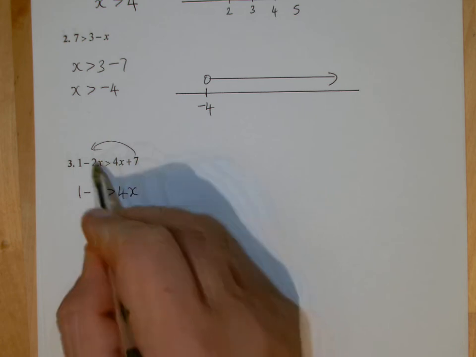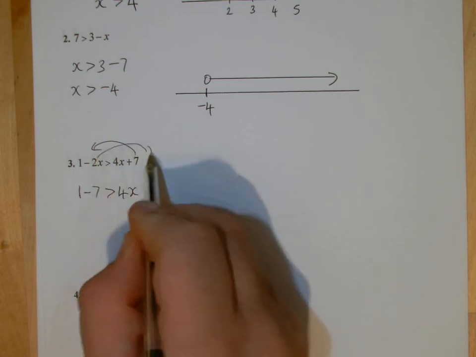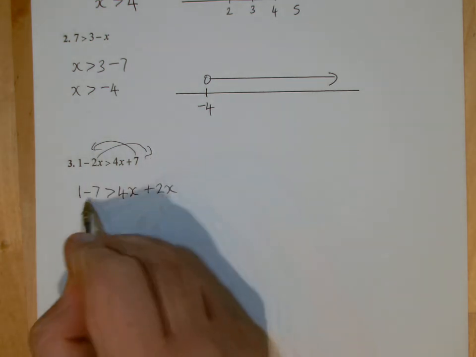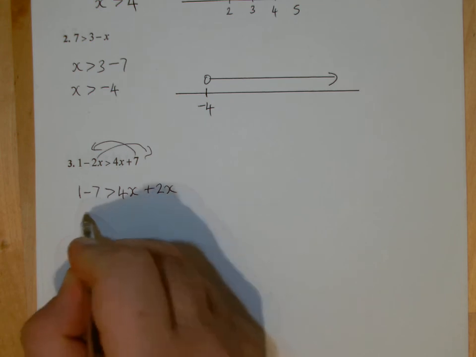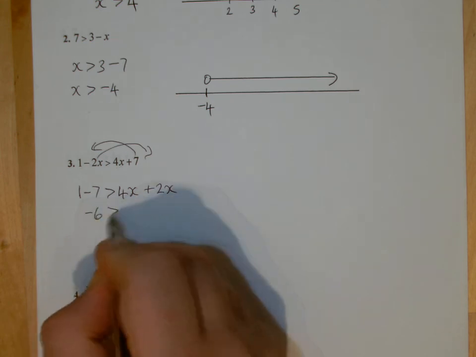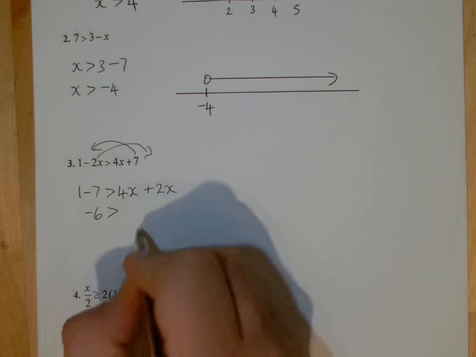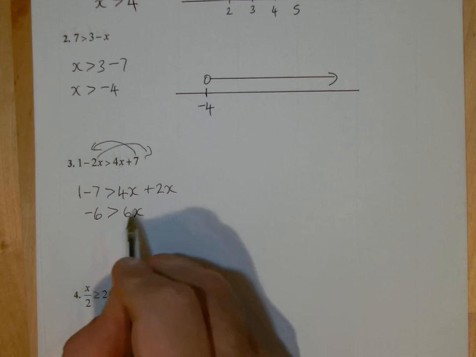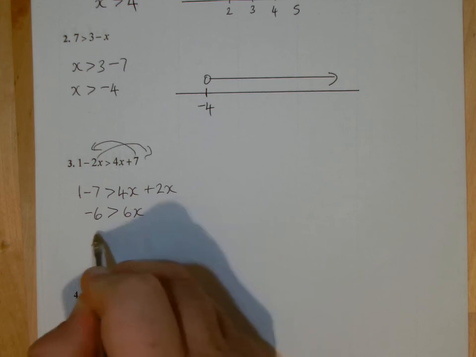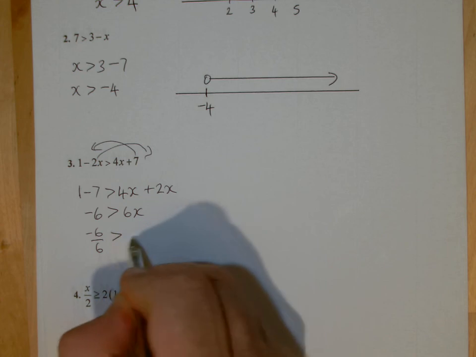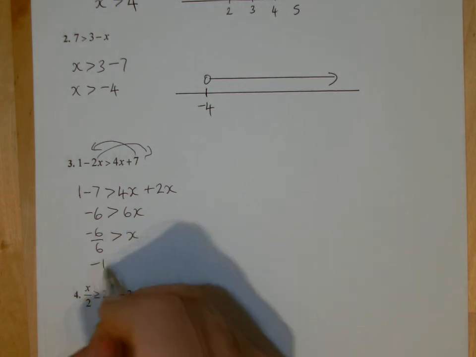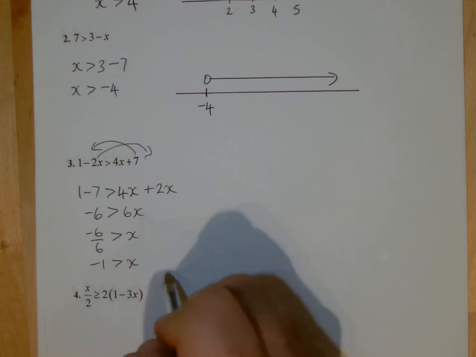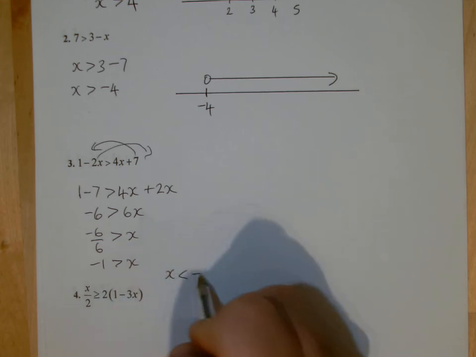But take that minus 2x over. If I take the minus 2x over, it goes from a minus to a positive, yeah? So I'll get here 1 take away 7 is minus 6, greater than 4x plus 2x is 6x. Of course, to get x on its own, I need to take that 6 over and divide. So I'll have minus 6 divided by 6 is greater than x. So of course then we have minus 1 is greater than x. But again, we should write it to have x at the start, right? So x is less than minus 1.